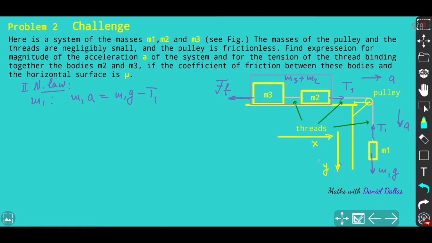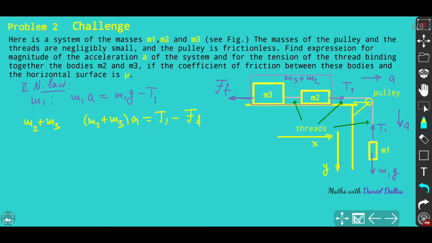Okay, so for the object which basically combines two masses M2 and M3, we do have the following. The total mass M2 plus M3 times acceleration is going to be equal to, of course, to the right, the tension force, due to the fact that this M1 pulls all the system along the way, minus friction force. So right now, we need to find what? Find the expression for the magnitude of acceleration A and for the tension of the thread.